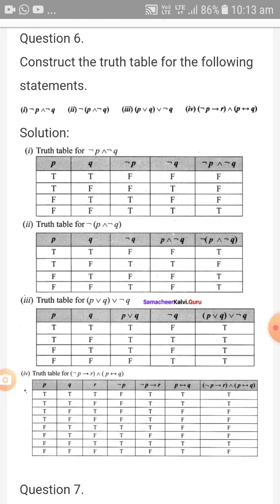We have to join these two. See, for AND, false with false gives false only. One false, one true also gives false. Only when both are true will it be true. False gives false only. True with true gives true. The remaining are all false.